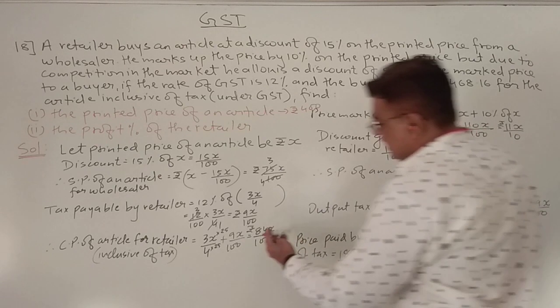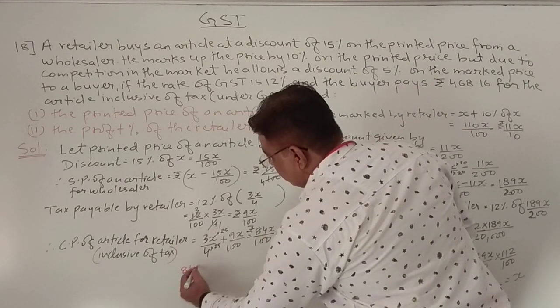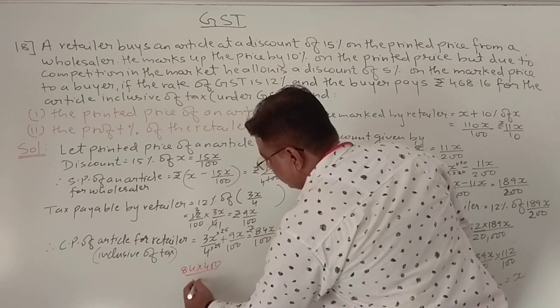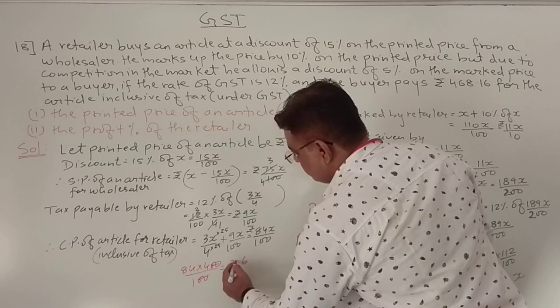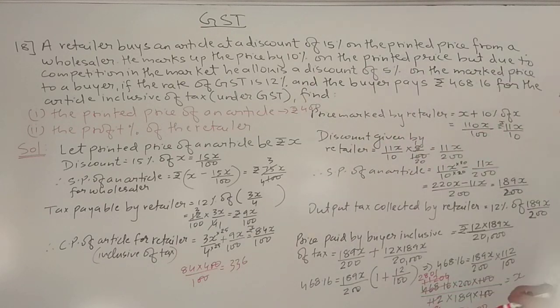So CP will be 84x upon 200, so it will be 84 into 400 upon 100. So 4 4s are 16 and 1, 8 4s are 32 and 33. Okay. So, and he is selling at which price? He is selling at 189x upon 200. So this will come to 189 into 400 upon 200. So 9 2s are 18 and 1, 2 1s are 2 and 1, 3.